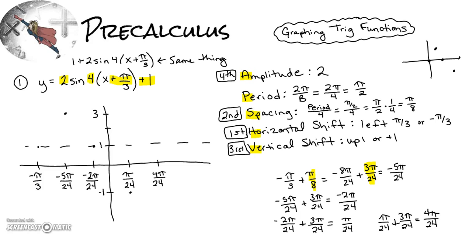Then, now here's where some people make a mistake. Don't put that point at 0. Put it under the next tick mark, which was pi over 24, and then back to the middle. And then you can connect your points. And there's your sine graph.